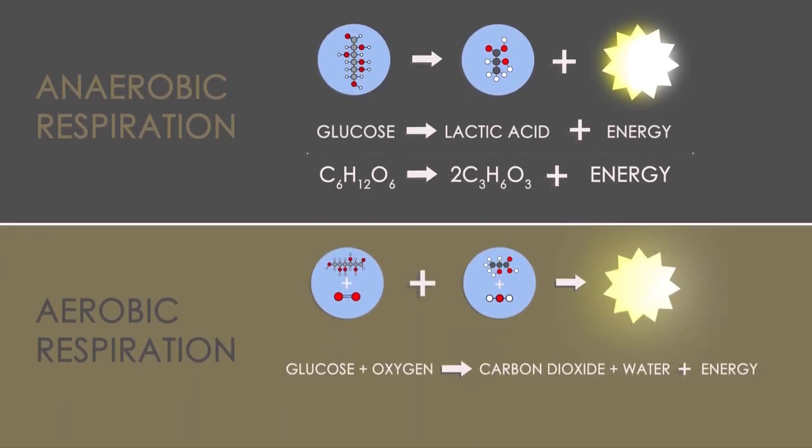See how it differs from aerobic respiration. There is no oxygen involved in anaerobic respiration. This is much less efficient than aerobic respiration and much less energy is released. This is because the glucose is only partially broken down.